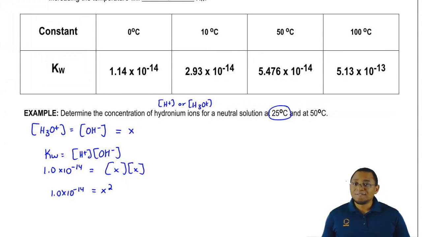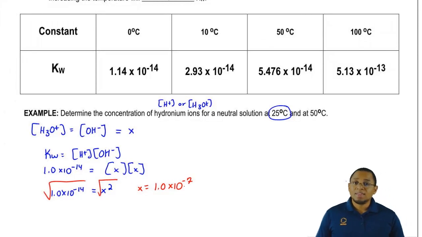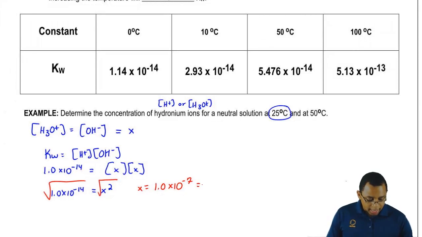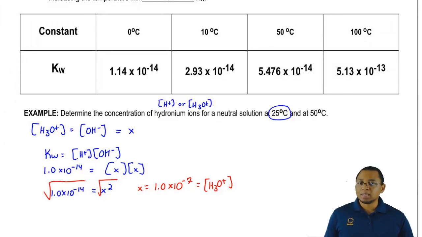And you only want to find X, not X squared. So take the square root. So in this case, X equals 1.0 times 10 to the negative 7. That number right there represents my concentration of H3O plus. And technically, because it's neutral, it also represents the concentration of OH minus.